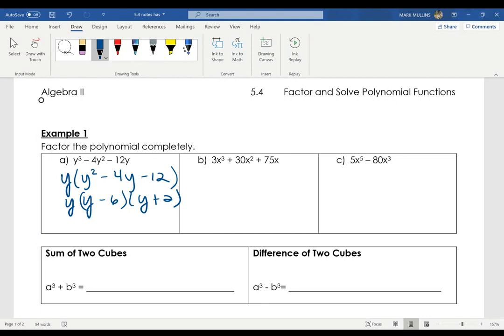On the next one, all of my terms have an x, and they're also divisible by 3. So first we'll factor out 3x. We're left with x squared plus 10x plus 25. And then I know on this one, 5 times 5 makes 25. 5 plus 5 is 10. So I have a perfect square. And so I want to factor this as x plus 5 quantity squared.